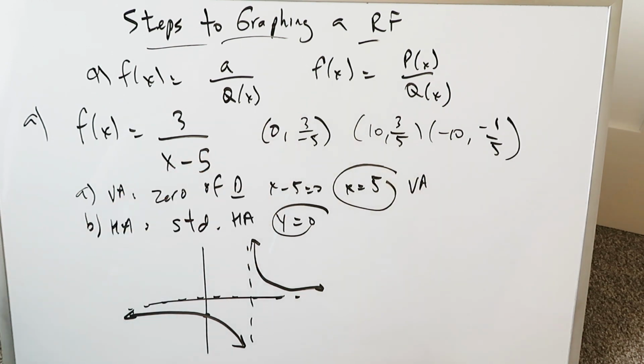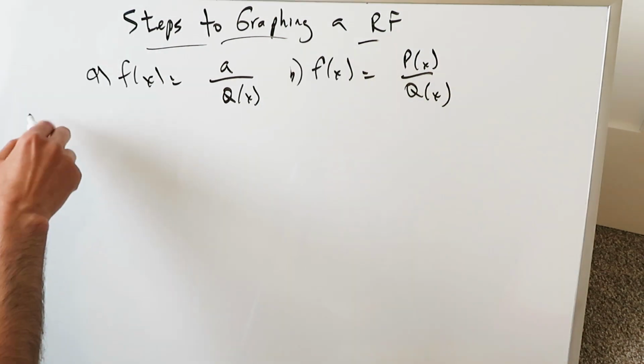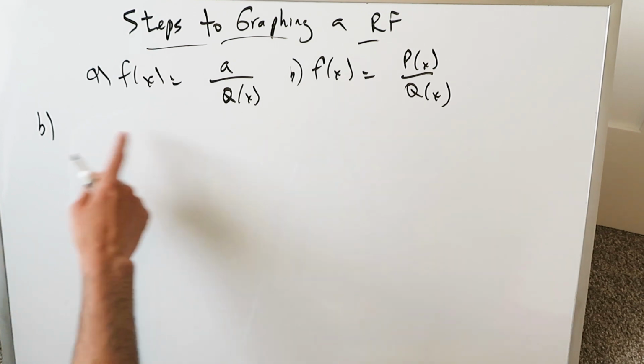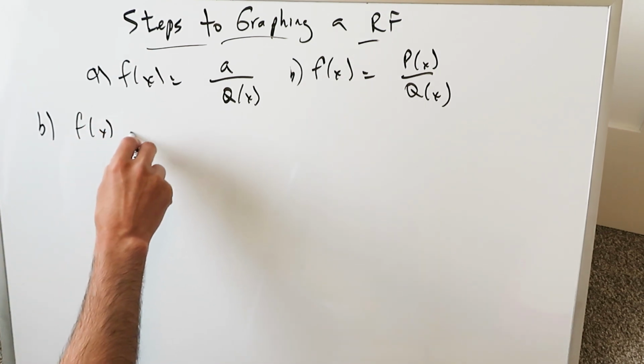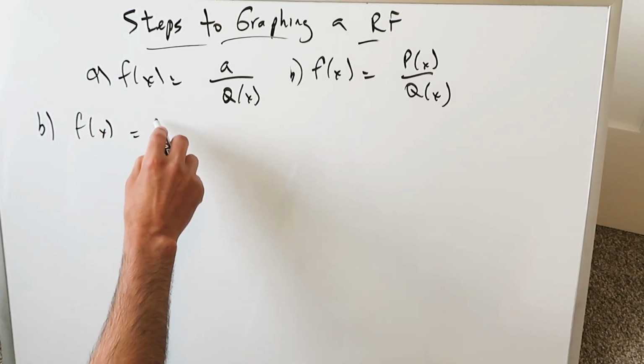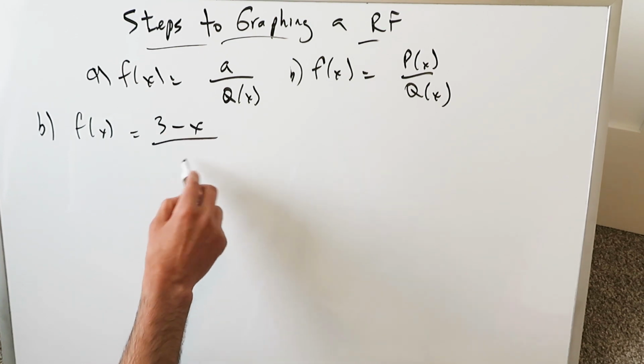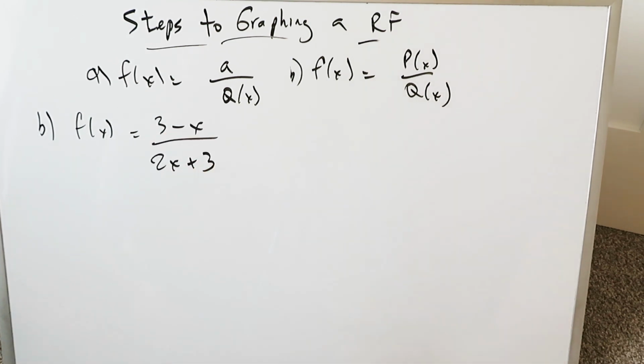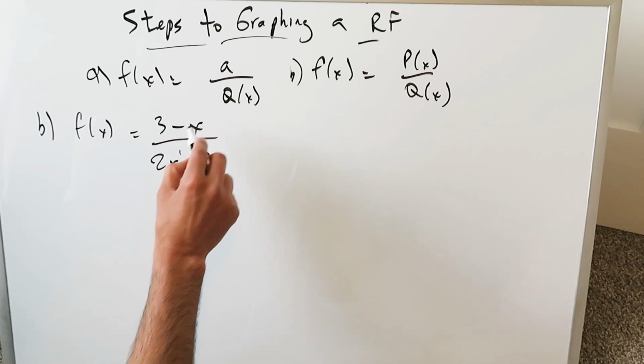Now let's look at question number B. Question number B will assume this form. You have a polynomial in the numerator and a polynomial in the denominator. So let's come up with something: 3 minus x over 2x plus 3. We have exponents of 1 here.